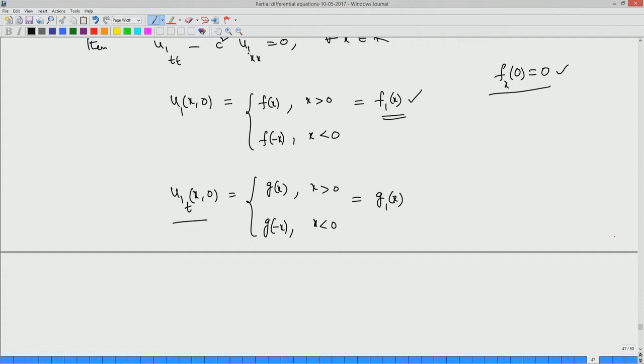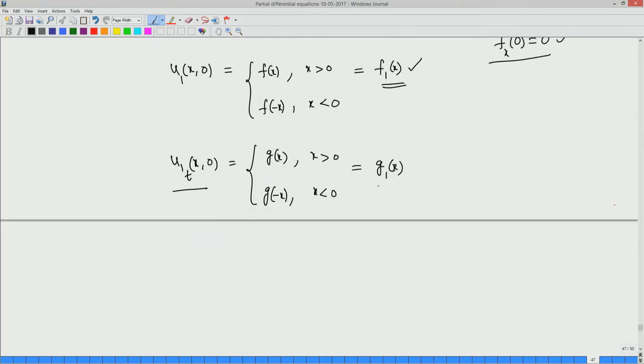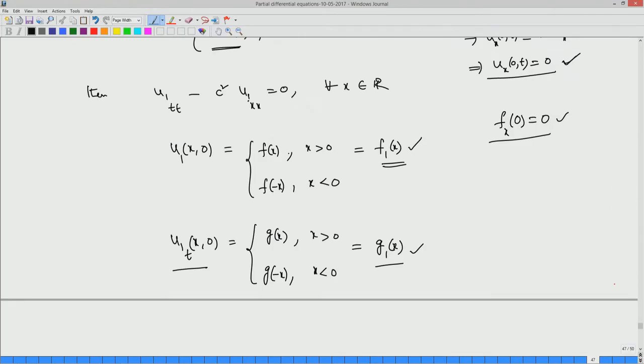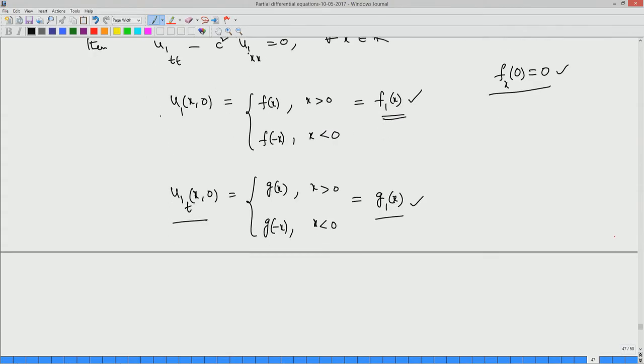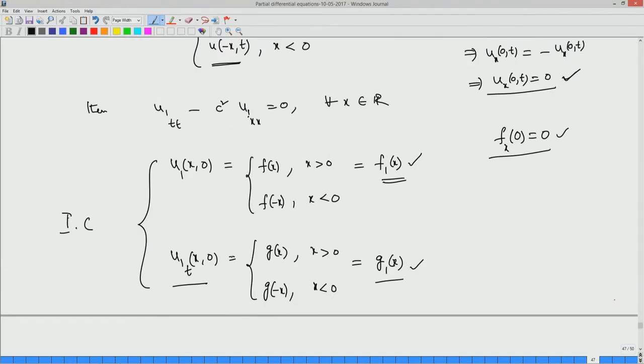So, dou u1 by dou t at t equal to 0 is actually the g1 function, an extended function of g onto the full real line. So, u1 over the full real line satisfies the wave equation, and you have the initial data. The boundary condition is now automatically satisfied, since f and g are extended as even functions.